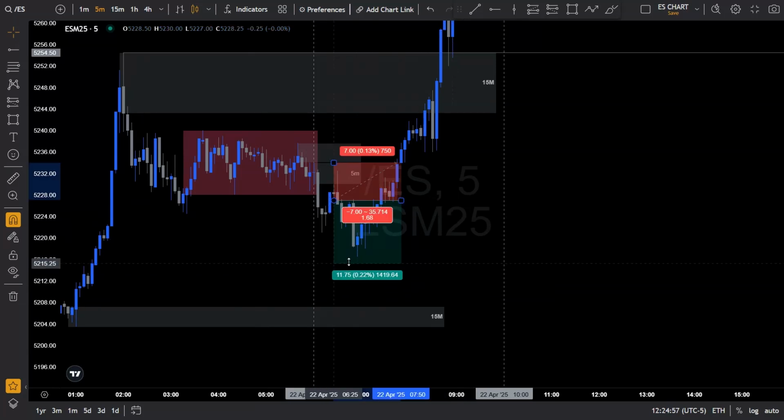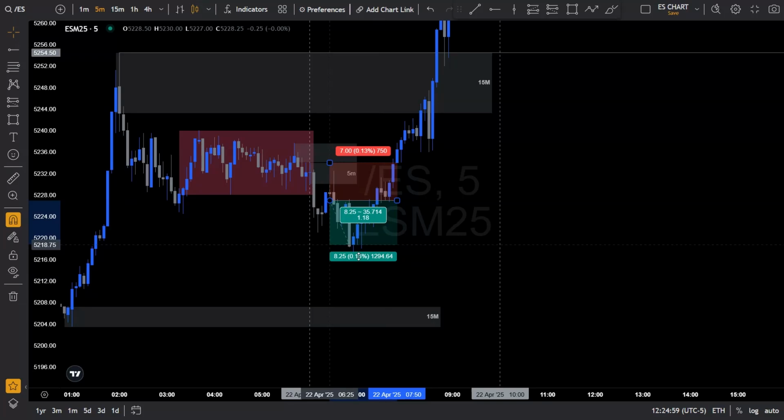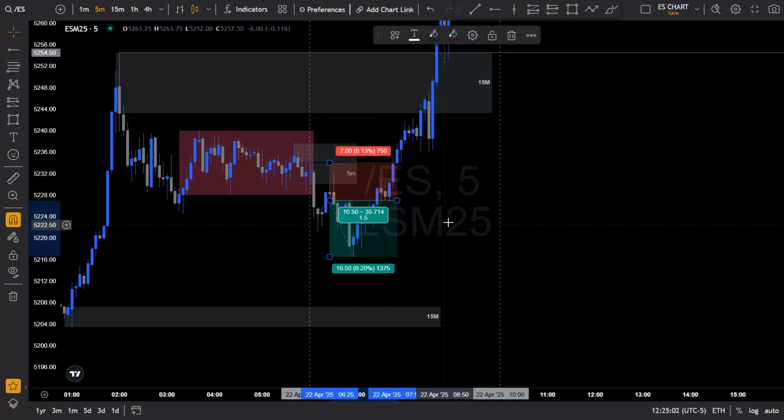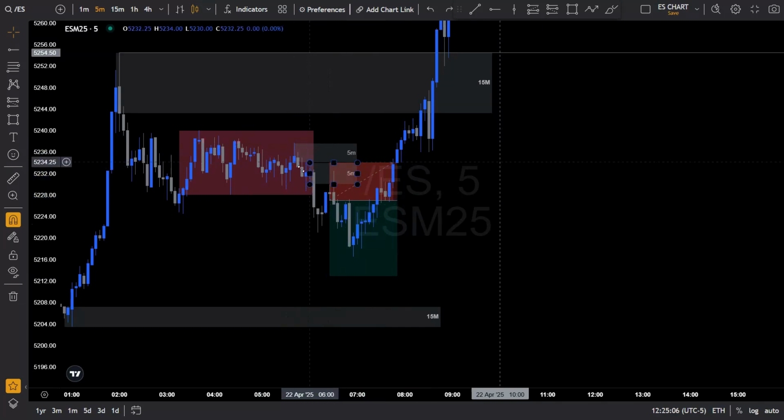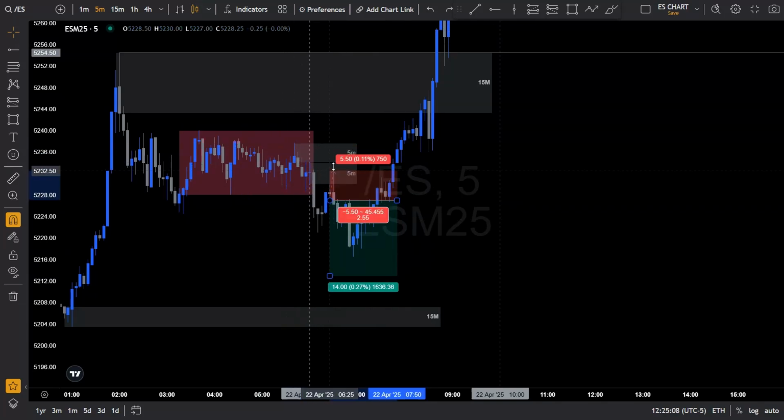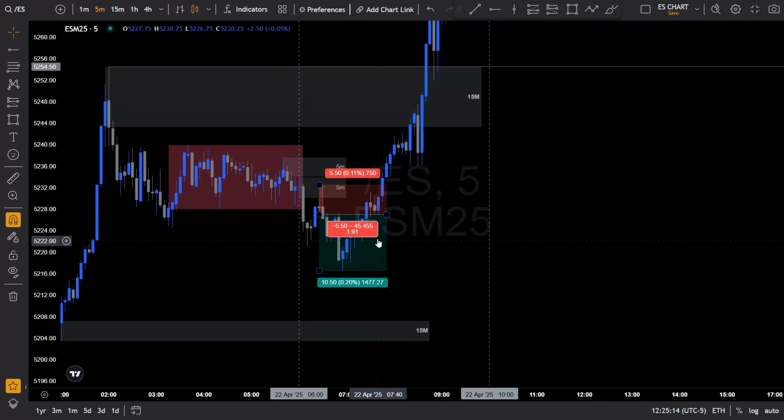So it only went for a 1.5 R to R. I did have my stop loss slightly above this supply and demand zone. So if I would have brought it down after the break of the candle, it would have been about a 1.9. So very close to a 1 to 2, but we still didn't get it.